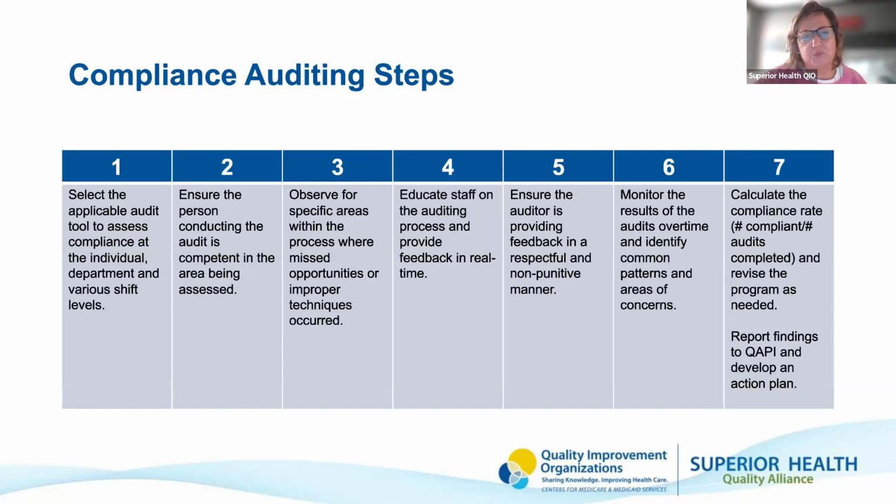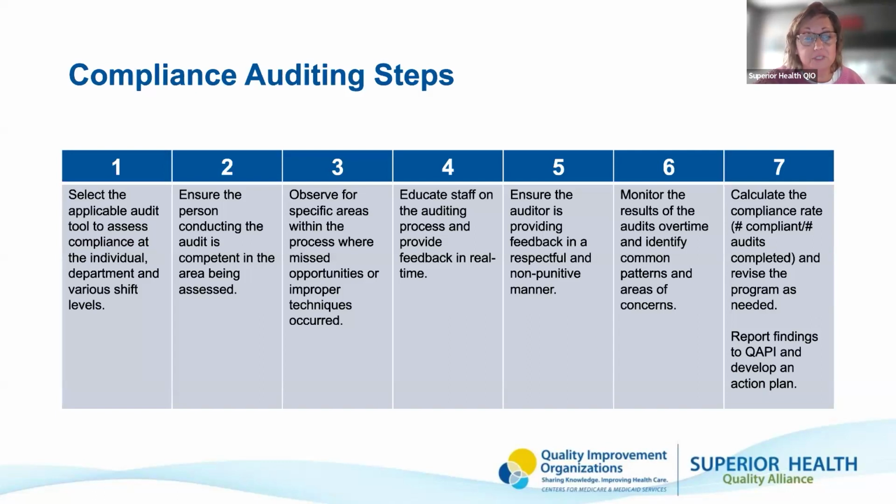You want to observe for specific areas within the process where missed opportunities and improper technique occurred. So in the example of doing an observation on hand hygiene, where I had you going out in your hallway and observing your staff, are you seeing trends? Are you seeing missed opportunities? Are you seeing the same missed opportunity multiple times when you're doing that basic observation? If you notice a trend or a pattern, that's what you're looking for and that's what you're going to audit.